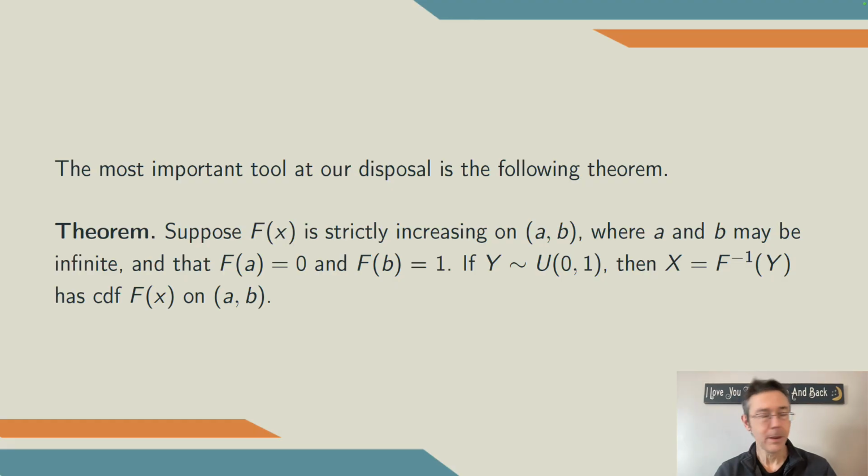The fundamental tool that we have at our disposal for doing that is this theorem. Suppose F(x) is strictly increasing on the interval (a, b), where a could be negative infinity and b could be positive infinity, and that F(a) is 0 and F(b) is 1. Of course, if a and b are infinite, we need to have limits in there, but you know what I mean. The idea here is that big F is the CDF of the distribution that we have in mind. Then if Y is uniformly distributed on the interval (0, 1), then F inverse of Y is going to have the CDF that we want. And then we can find the PDF just by differentiating.